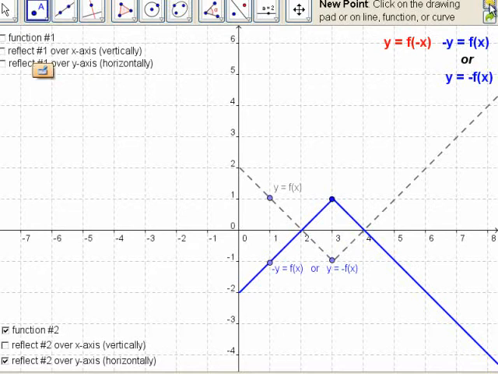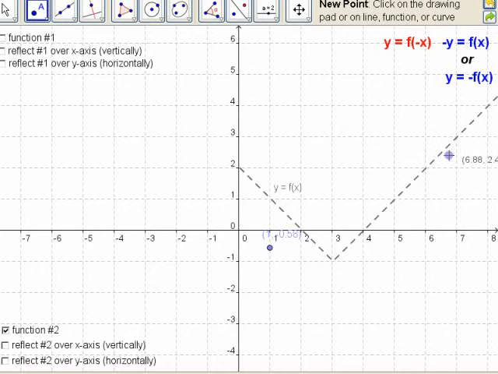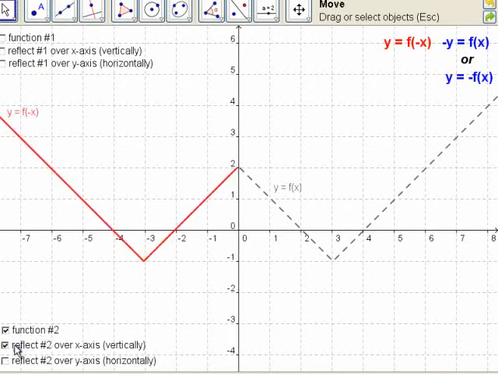Now, something you, again, as I said, you didn't do in grade 11 was you reflect things horizontally. What's that going to look like if I reflect it horizontally? And again, I have these backwards. This should say reflect over y-axis. If I reflect that over the y-axis, what's it going to look like? Looks like that, right? That's a reflection across the y-axis. The equation of that's actually f of negative x.